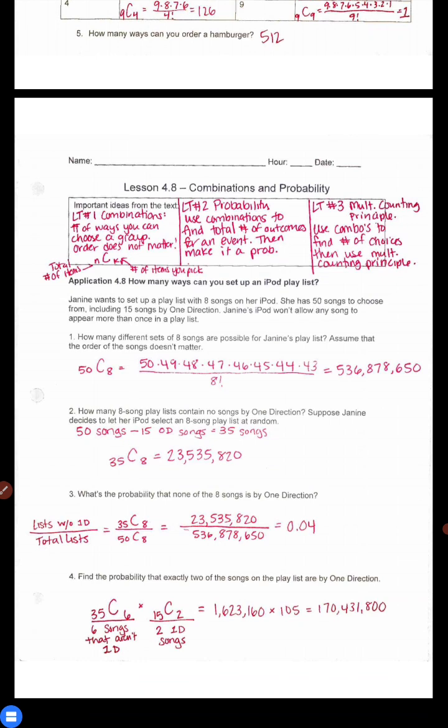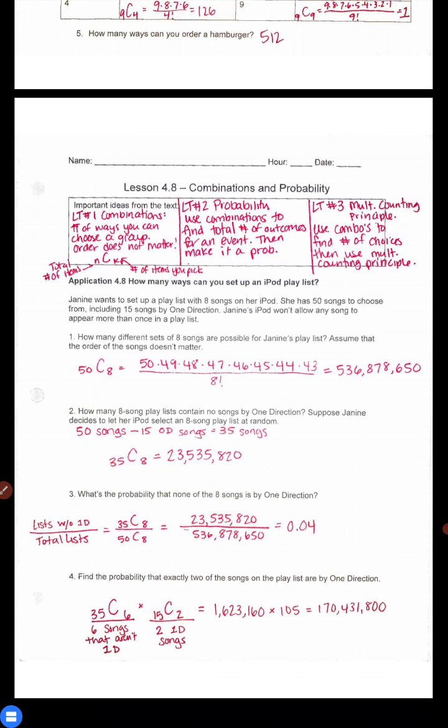So Janine wants to set up a playlist with 8 songs on her iPod. Wow, that's an old example. She has 50 songs to choose from, including 15 songs by One Direction. Janine's iPod won't allow any song to appear more than once in a playlist. So how many different sets of 8 songs are possible for Janine's playlist? Assume that the order of the songs doesn't matter.